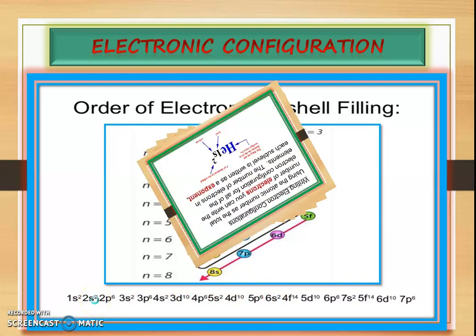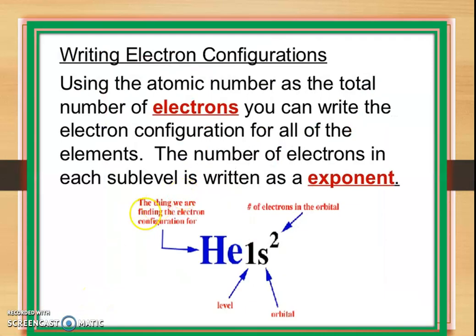Now, how can you write the electronic configuration and what does it show? Using the atomic number as the total number of electrons, you can write the electronic configuration of all elements. The number of electrons in each subshell is written as an exponent. For example, He is the element helium. You need to write the electronic configuration for helium. As helium contains 2 electrons, you can write 1s2. Here 1 shows the shell, s shows the subshell, and 2 in the exponent shows the number of electrons in the orbital.